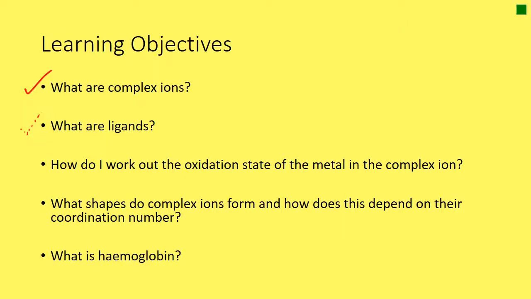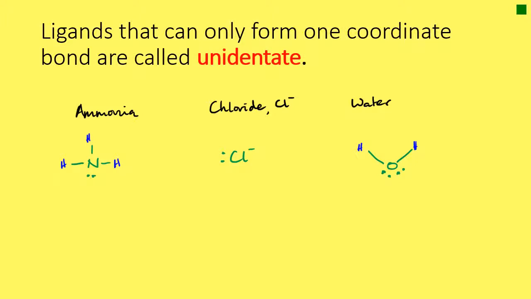Right, so we've defined what complex ions are, and we've looked at what ligands are, but there are actually different types of ligands. We're going to have a look at 3 different types of ligands that we're going to need to know about. The first type of ligands that we're going to look at are called unidentate ligands, and they are ligands that can only form one coordinate bond.